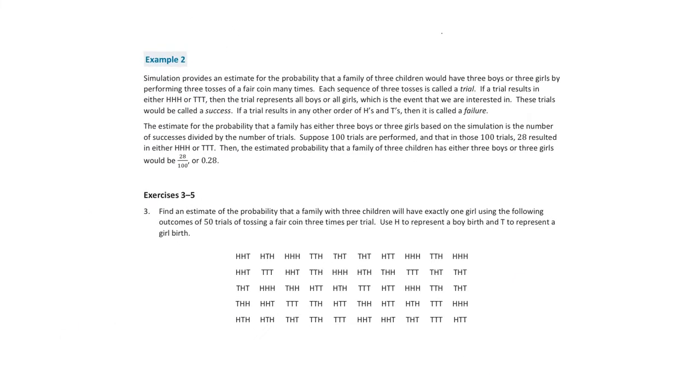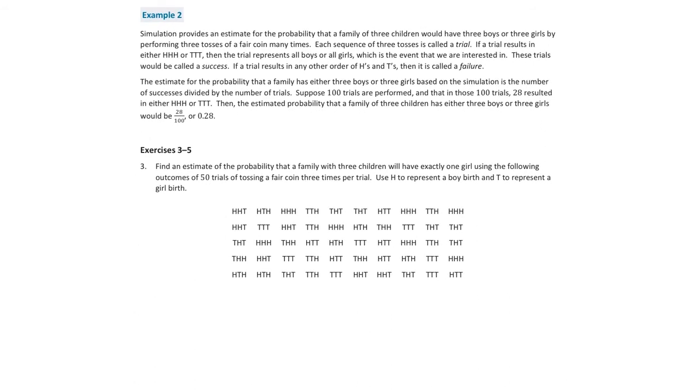All right, let's flip our page to example 2. Simulation provides an estimate for the probability that a family of 3 children would have 3 boys or 3 girls by performing 3 tosses of a fair coin many times. Each sequence of 3 tosses is called a trial. If a trial results in either heads, heads, heads, or tails, tails, tails, then the trial represents all boys or all girls, which is the event that we are interested in. These trials would be called a success. If a trial results in any other order of heads or tails, then it is called a failure.